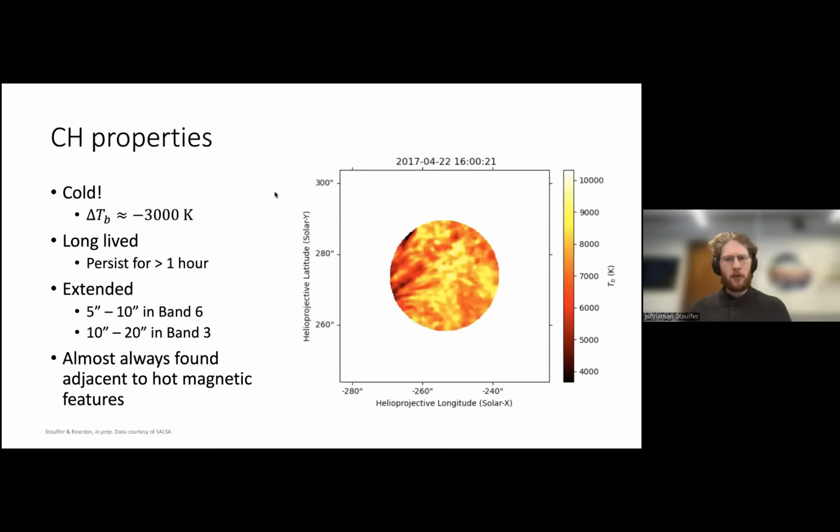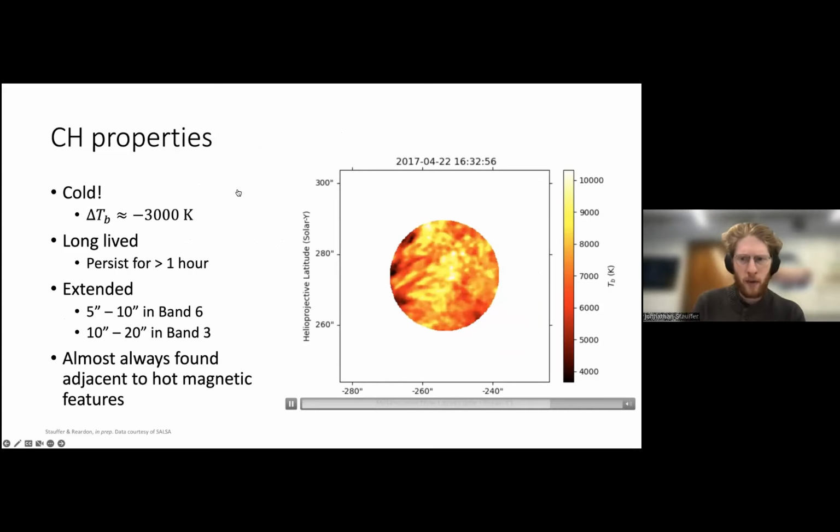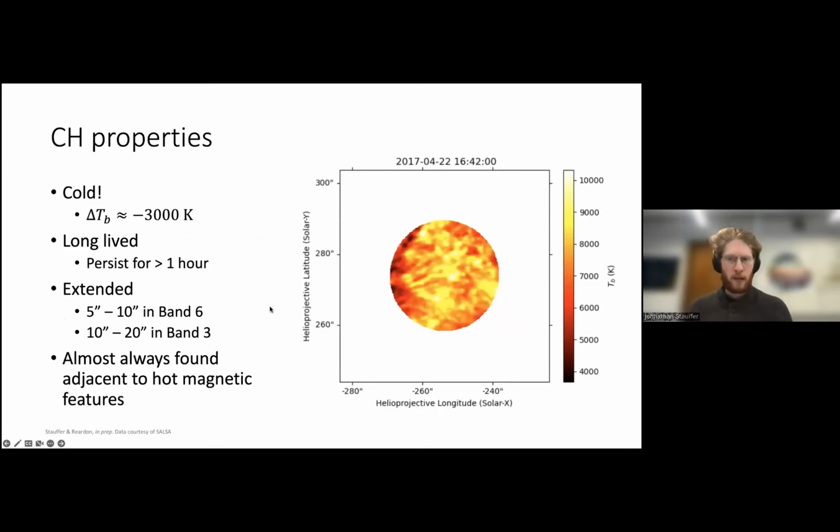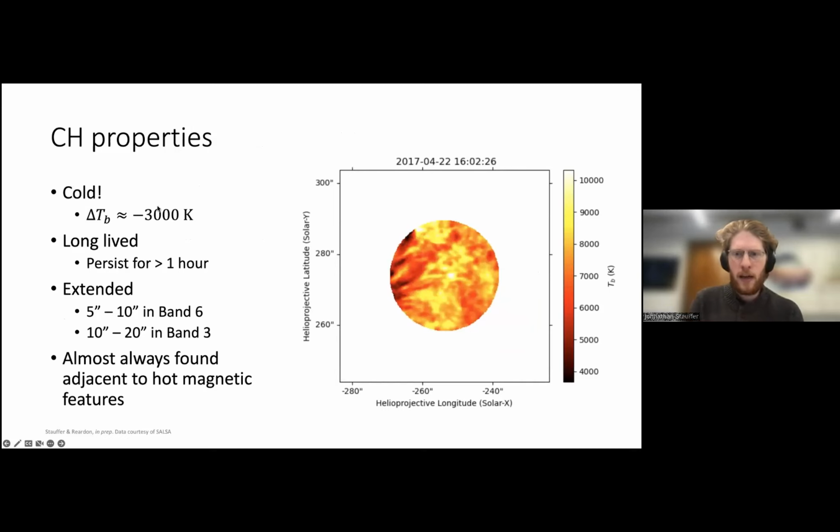So what are the actual properties of these chromospheric holes? As I mentioned on the last slide, they're very cold, often as much as 3,000 Kelvin colder than the local average ALMA millimeter temperature. And they're also long-lived, as you can see in this movie to the right. These band 6 observations span about 45 minutes on the sun, and they show a group of chromospheric holes on the left here that persist for the whole observing period.